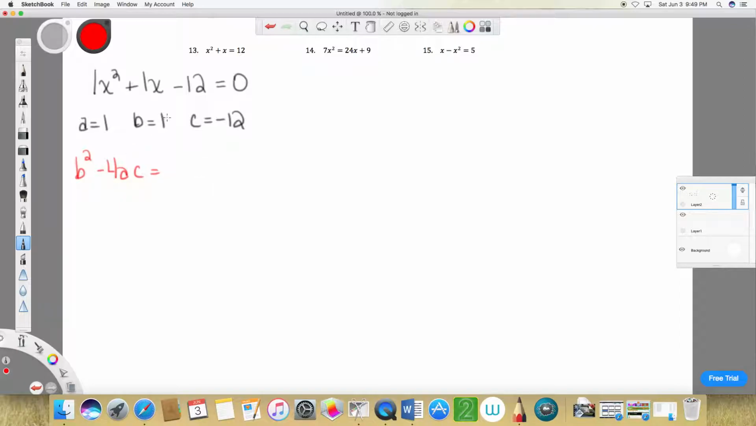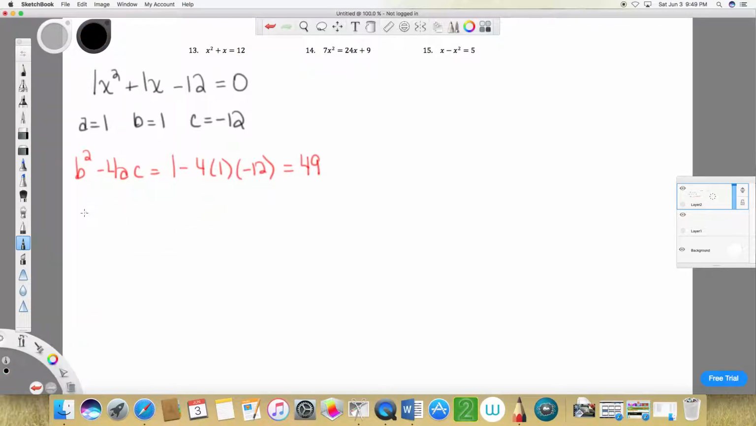B squared, well, 1 times 1 is 1. And we've got minus 4 times 1 times a negative 12. And the negative times negative is positive. 4 times 12 is 48, plus 1 is 49. 49 is a perfect square. When you take the square root of that, you're going to get 7. So we're expecting two rational numbers as solutions.